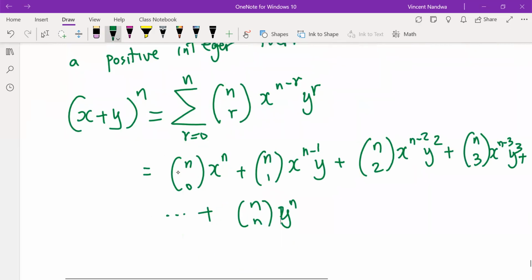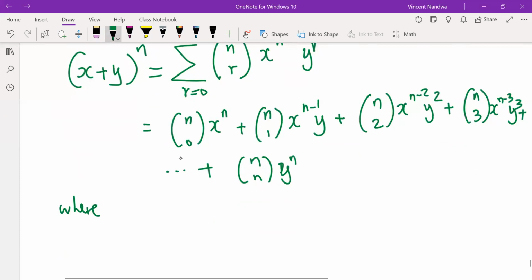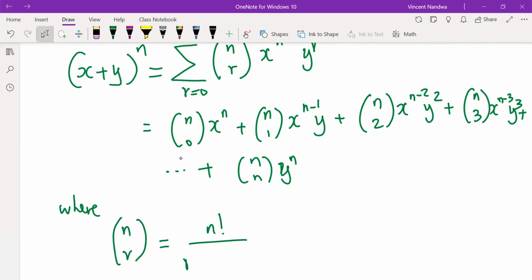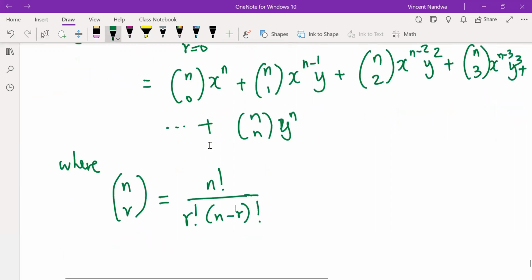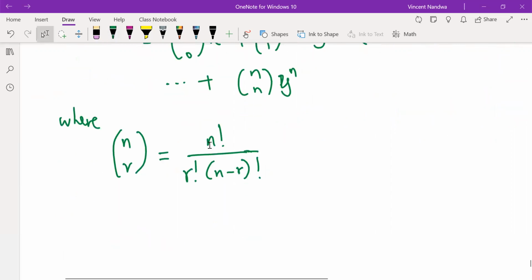where n combination r means n factorial over r factorial times (n minus r) factorial. So that's what we call the binomial theorem for positive power n.